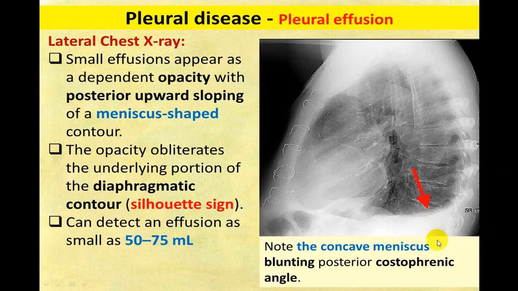So I cannot make out a costophrenic angle. So that's why this is a pleural effusion showing you a meniscus sign and silhouette sign with a diaphragm contour. I cannot identify the diaphragm contour clearly. So this is a meniscus sign with obliteration of a costophrenic angle, radiopacity. So this is a pleural effusion. But you will have to know, I think this is a left lateral view. So this is a left side pleural effusion.